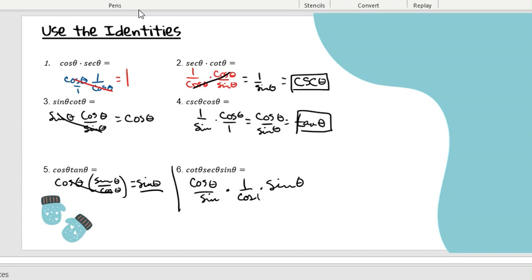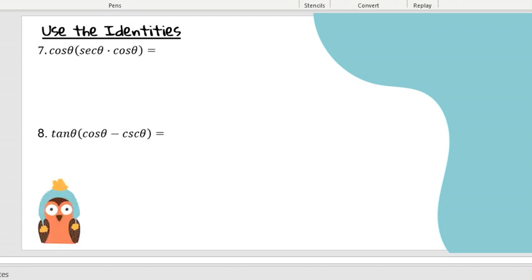This last one, it's cosine over sine times 1 over cosine times sine itself. Now look what cancels, and thetas need to be filled in, something I always leave out. Cosines cancel, and look at the sines, they cancel. All of this went down to 1. All right, next one, we have cosine times 1 over cosine times cosine again. The cosines cancel, and it doesn't matter which two cosines you cancel, it leaves you one of them. Cosine theta's final answer.